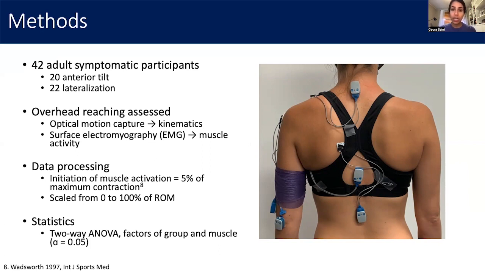All of the muscle activity is normalized to muscle activity recorded during maximum contractions, so it's depicted as a % of max. And I defined initiation of a muscle as when it exceeded 5% of its maximum contraction. Range of motion was also scaled so that for everyone, when their arm was at their side at rest, it was 0%, and when they reached their maximum overhead reaching position, that was 100%. For statistics, I ran a two-way ANOVA with factors of group and muscle.